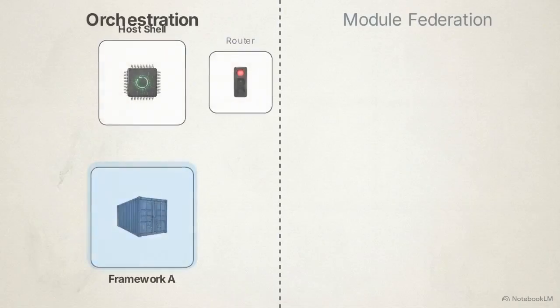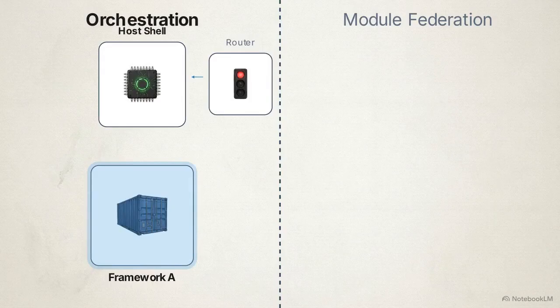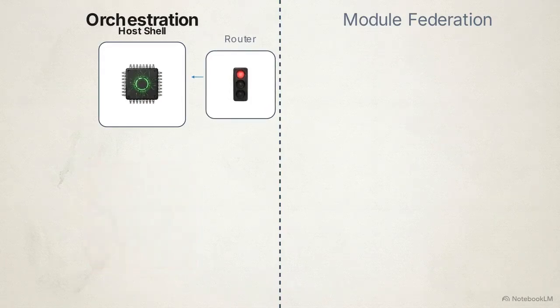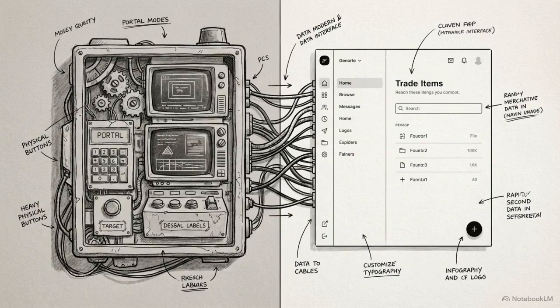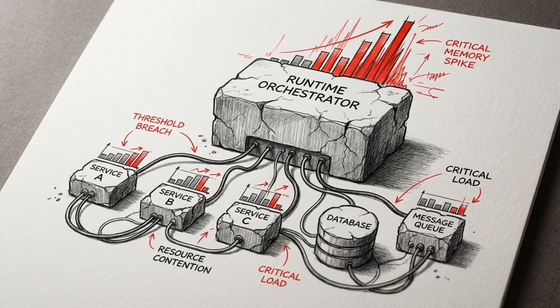As shown on the left side of this diagram, orchestration uses a host shell to manage routing. It completely terminates one framework lifecycle before booting up the next when a user navigates between sections. This method works well for legacy migrations, where teams use different frameworks. However, it requires a complex, heavy runtime orchestration layer to manage these lifecycles.